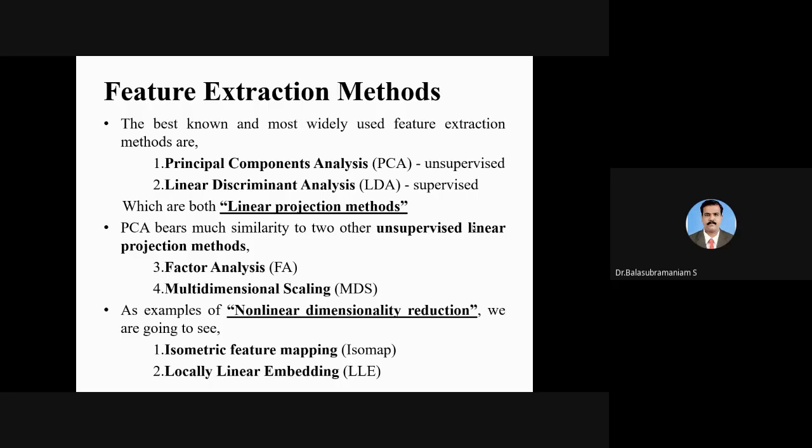There are six methods in your syllabus in module 4. The principal component analysis is one method. Another is linear discriminant analysis. Other methods are factor analysis and multi-dimensional scaling. Then another two methods are called isometric feature mapping and locally linear embedding. So these are the different methods.